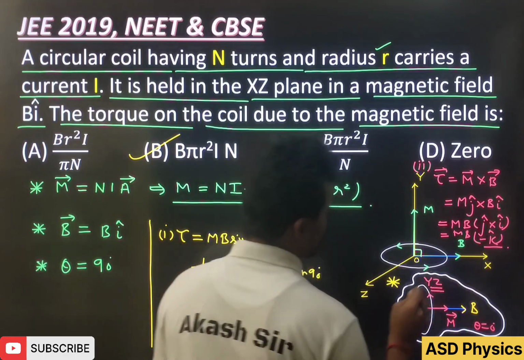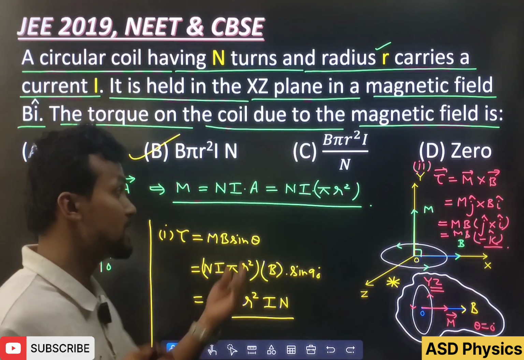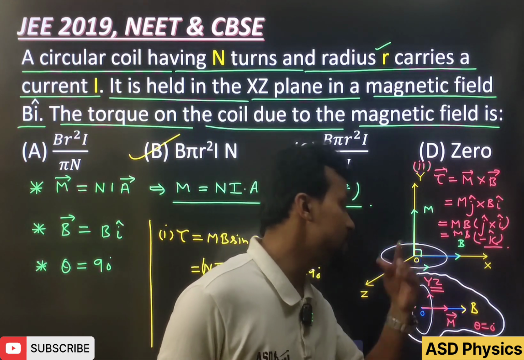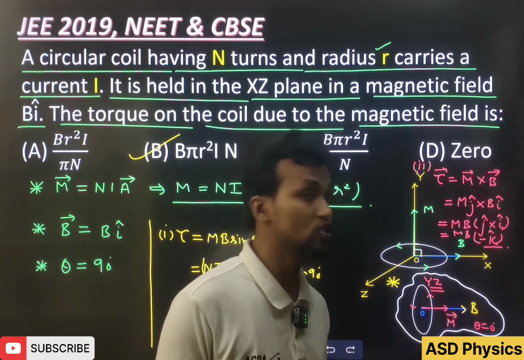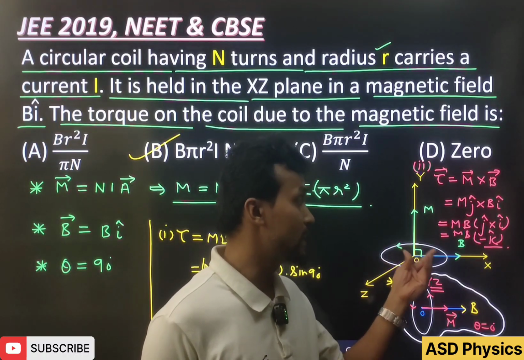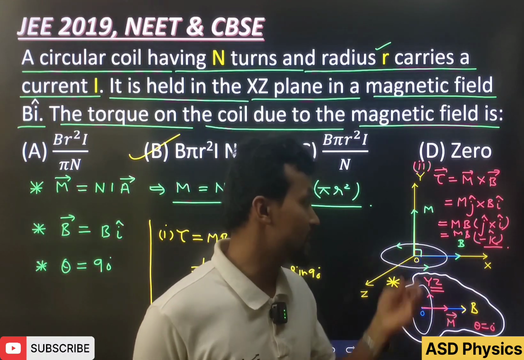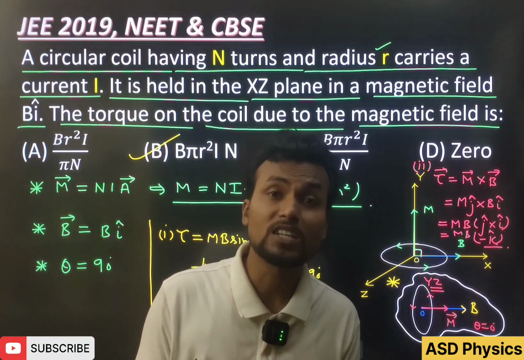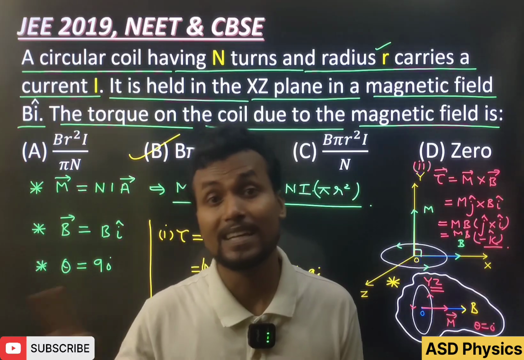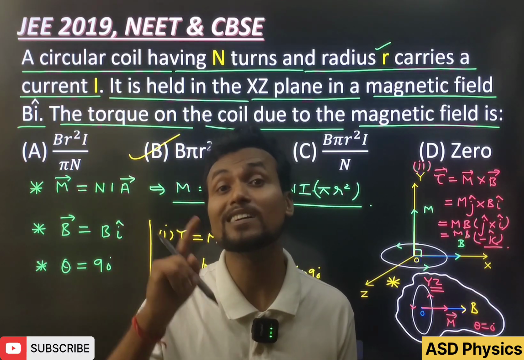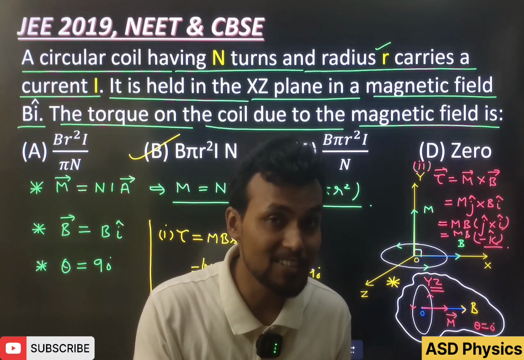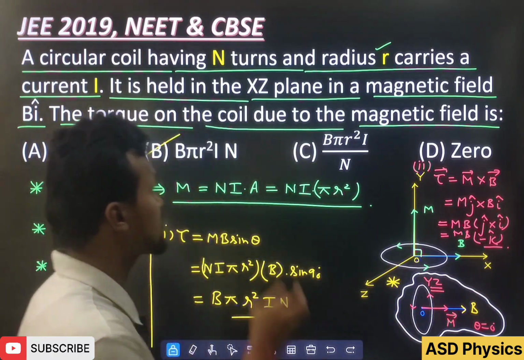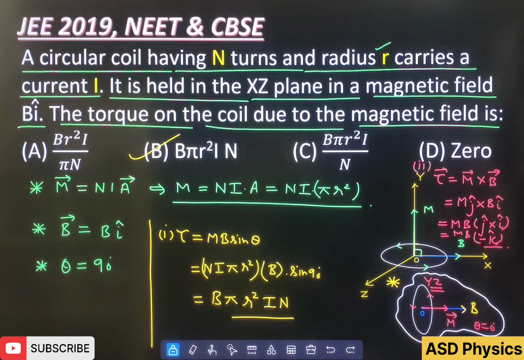What I would like to tell you is, because the area vector is involved, when they say the plane of the coil is perpendicular to the magnetic field, theta is 0 degrees. And when the plane of the coil is in the magnetic field, theta is 90 degrees. Remember that. Whenever the area vector is involved, if the question says perpendicular, theta is 0 degrees. If they say parallel, theta is 90 degrees, because the area vector is always perpendicular to the plane of the coil. We have taken this much time to understand the basics.